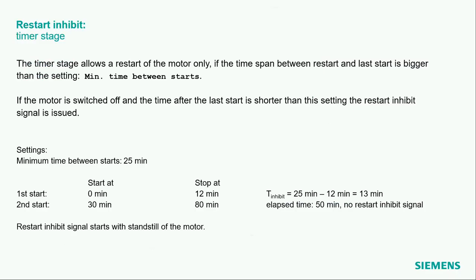Okay, example: first start at 0 minutes, then I stop at 12 minutes, and the second start is at 30 minutes, and I stop after 80 minutes, so always calculated from the initial start here. Then I will get this inhibit time, and this is 25, because I have a minimum time between starts of 25 minutes here. So I take the 25 minutes and subtract the 12 minutes, so there will be 13 minutes after stopping of the motor until the motor can be started again.